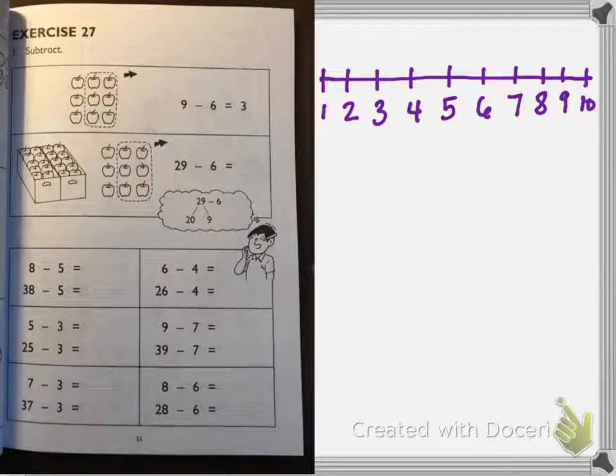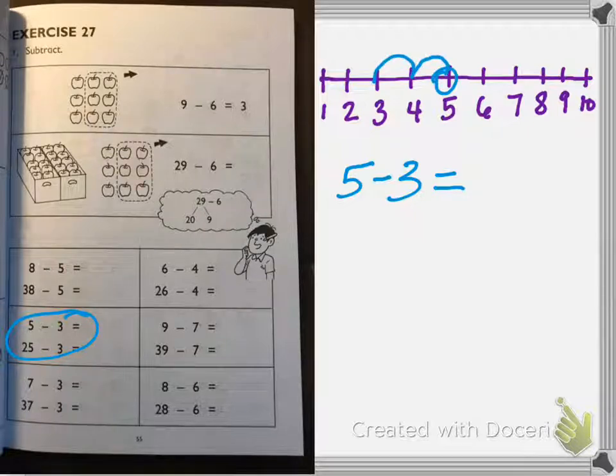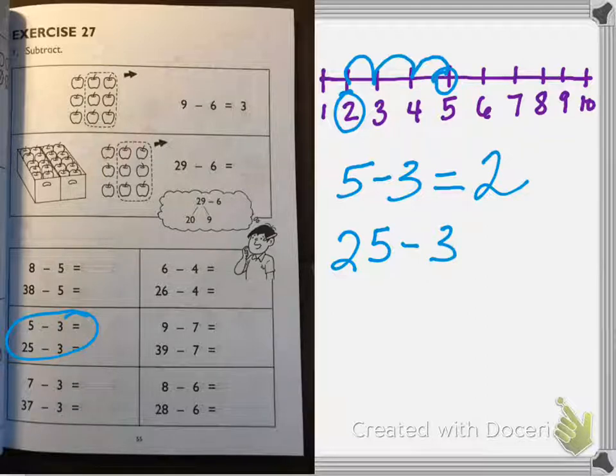All right, let's look at the next box. 5 minus 3 equals. So we'll find 5 and go backwards 3. 1, 2, 3. 5 minus 3 equals 2. Okay? If 5 minus 3 is 2, what is 25 minus 3? What about 22? Let's break that apart a little bit. See where we got that.